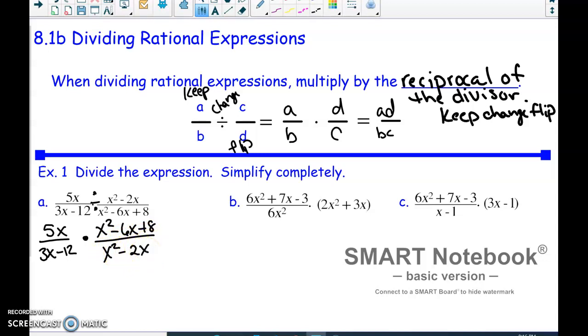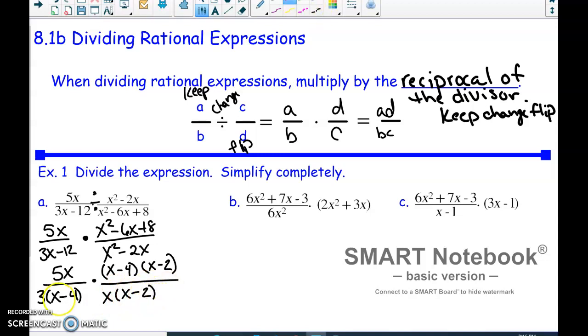Okay, now we're going to factor like we did yesterday. So keep that 5x the same over 3x minus 12, which have a 3 in common. So I'm left with x minus 4, times. Now I have to factor that numerator. I need two numbers that multiply to give me positive 8, but add to give me negative 6. So x minus 4, x minus 2. Negative 2 times negative 4 is positive 8, and negative 4 minus 2 is negative 6. And then in my denominator, I'm going to factor out an x, so then I'm left with x minus 2.